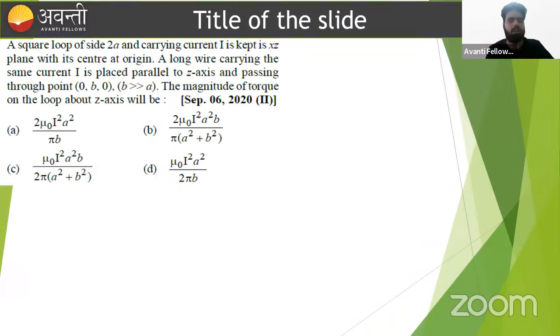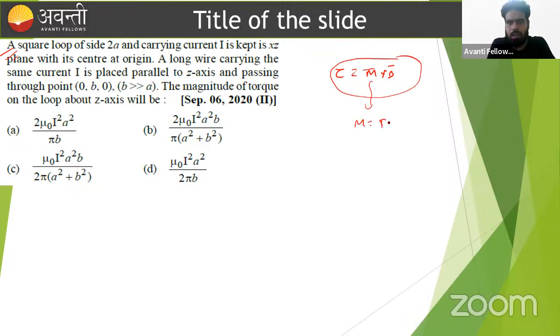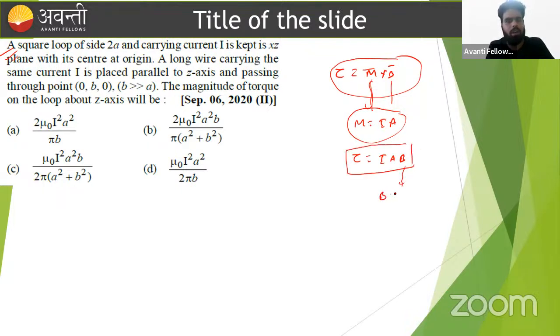The next problem is based on the concept of torque, and we know that torque is M cross B. Firstly, we have to find the magnetic moment, that is I into A. If the magnetic moment and magnetic field are perpendicular to each other, then this formula becomes IAB. I hope this is clear. And what is the magnetic field here? Magnetic field due to infinite wire, we also know, is mu naught I upon 2 pi r.